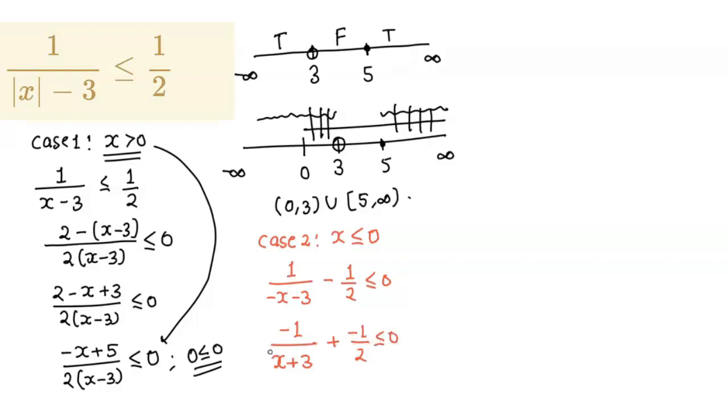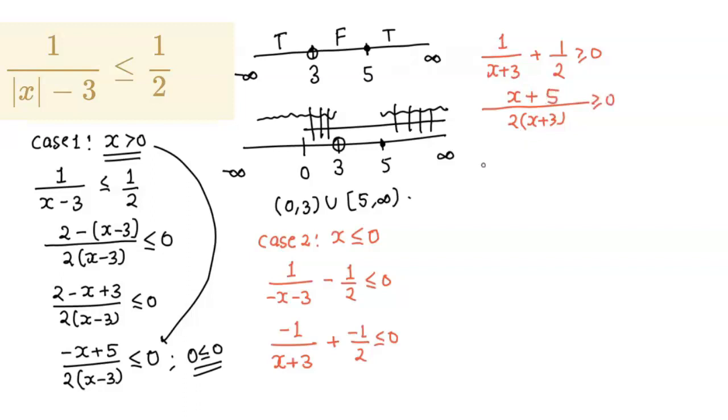Now I am going to multiply by negative on both sides. If we multiply by a negative in any inequality, then the sign of the inequality changes. So it will become 1 upon x plus 3 plus 1 upon 2 is greater than or equal to 0. Now we can easily take the LCM. 2 times x plus 3, and 2 will be multiplied with this one, and x plus 3 will be multiplied with this one, then this will become x plus 2 plus 3, that is 5. It is greater than or equal to 0.